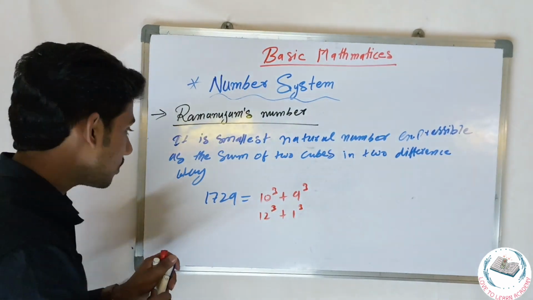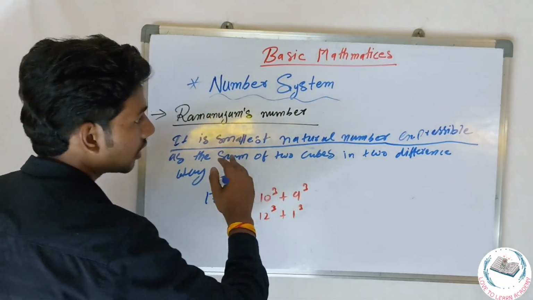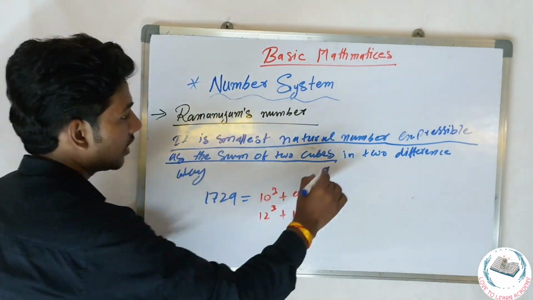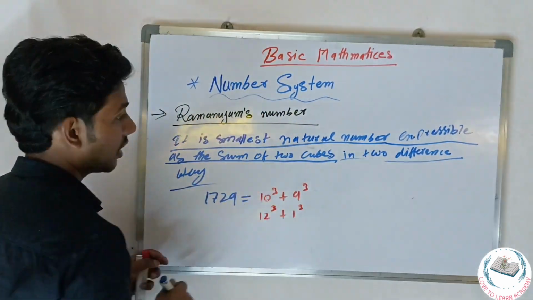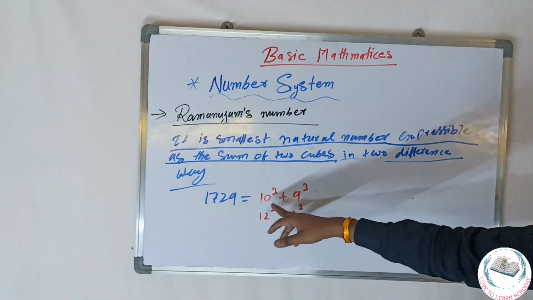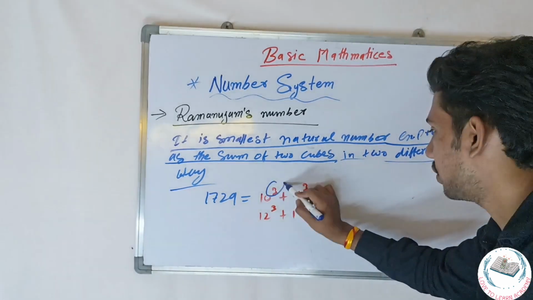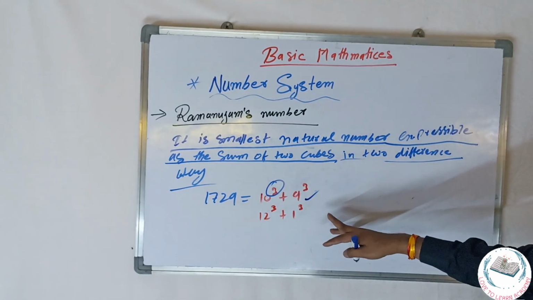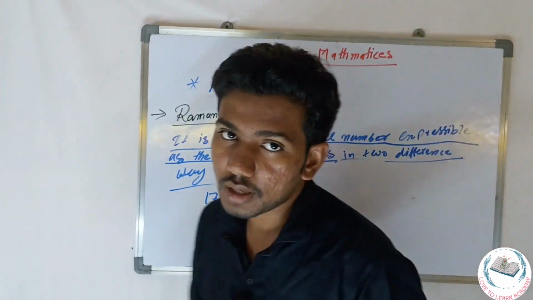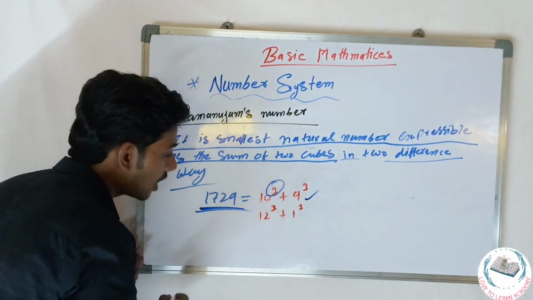Let's talk about the definition. It is the smallest natural number expressible as the sum of two cubes in two different ways. You can express 1729 as 10 cube plus 9 cube. This is one way, not a square, it's a cube. I'm sorry for that, I made a mistake here. So 10 cube and 9 cube, and now here 12 cube plus 1 cube. You can express it like this. So 1729 is a Ramanujan number.